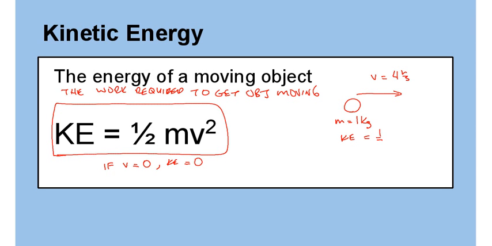The kinetic energy is 1/2 the mass times the velocity squared. That'd be 1/2 times 1 kilogram times 4 meters per second. That gets squared. 4 squared would be 16 times 1 is still 16. Half of that would be 8. And my units here would be kilogram meter squared over second squared.